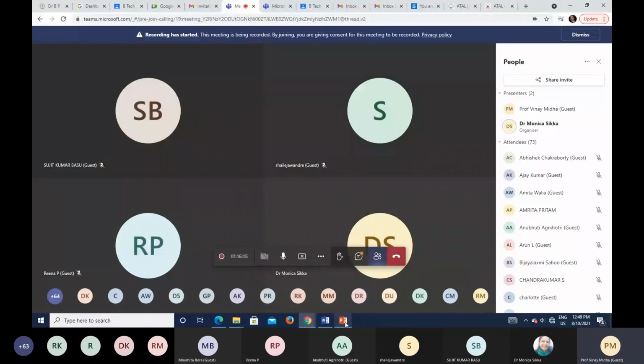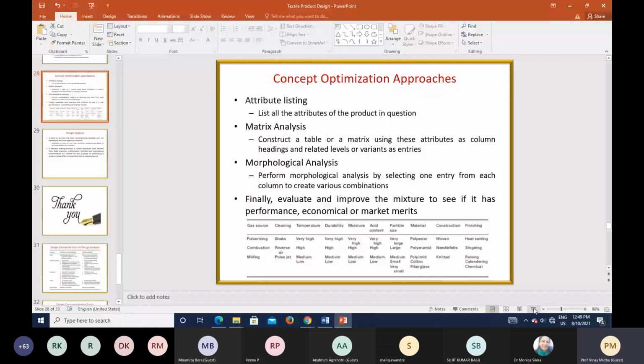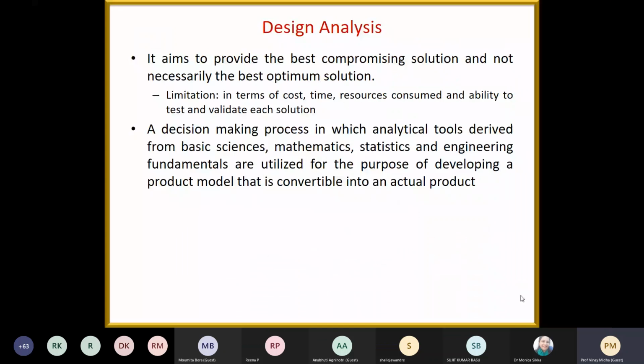Okay, so finally we reach the design analysis, which is a decision-making process in which the analytical tools derived from basic sciences, mathematics, statistics, and engineering fundamentals are utilized for the purpose of developing a product model that is convertible into an actual product. So this is where the conceptualization has been carried out, and after that you use certain tools to find out the best optimum solution, compromising solution under all these particular limitations.